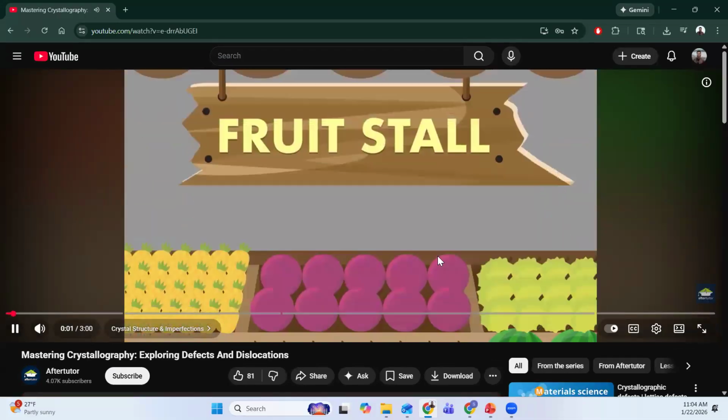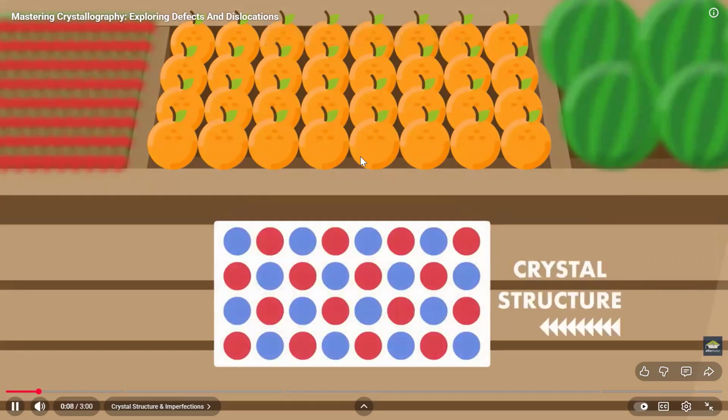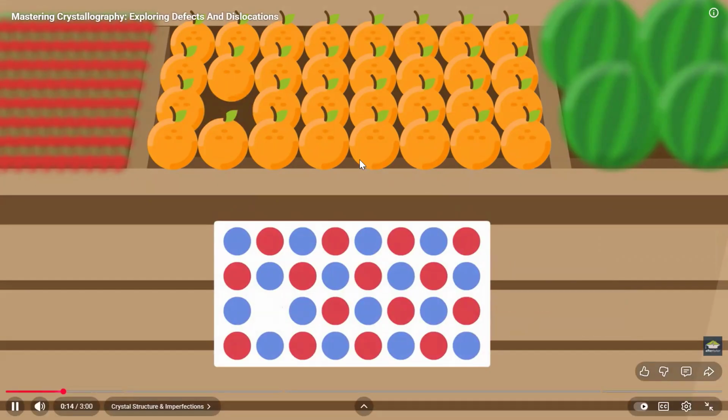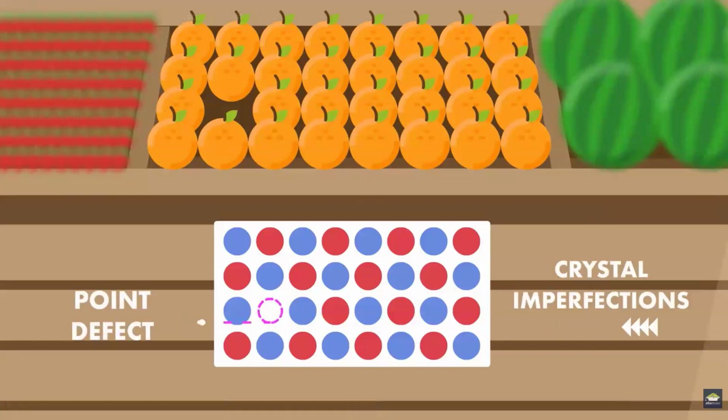In a fruit stall, a set of fruits arranged in a finite order or a regular pattern resembles a crystal structure. If a consumer takes a fruit from the rack, a defect happens in the arrangement of the structure. The defect in the regular arrangement of atoms, which is assumed as fruits here, is known as crystal imperfection, and the defect that occurred here is known as a point defect.